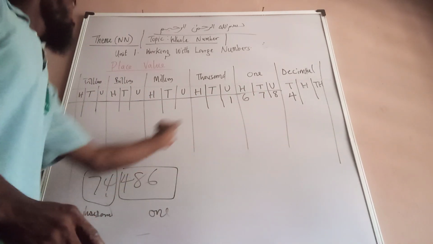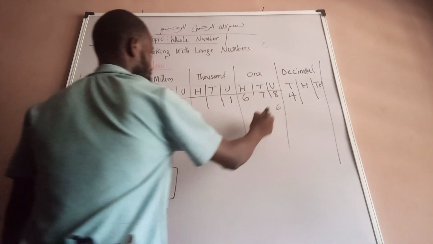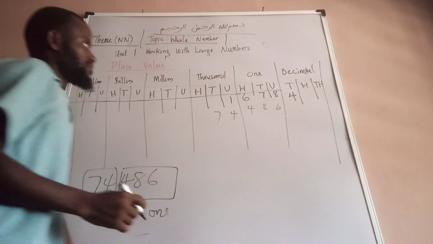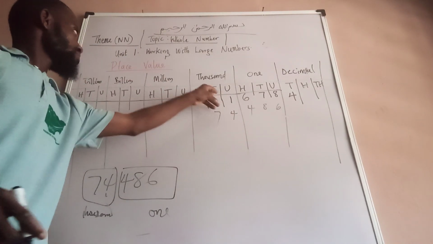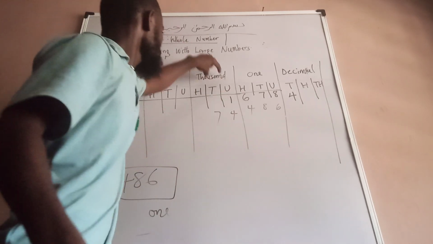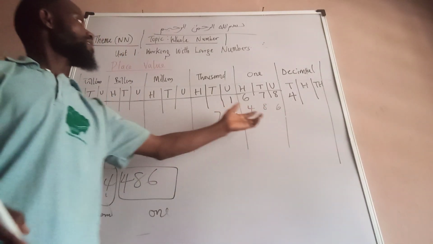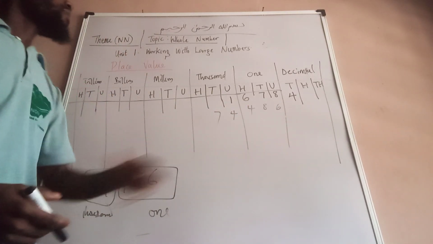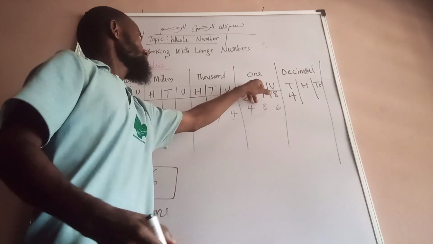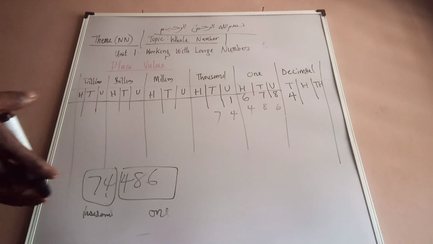Then this one will take 2. So it should now be 6, 8, 4, 4, 7. 74 tens and units, right? 74,000. 74,000. We're now going to the 486. I hope I'm making sense.